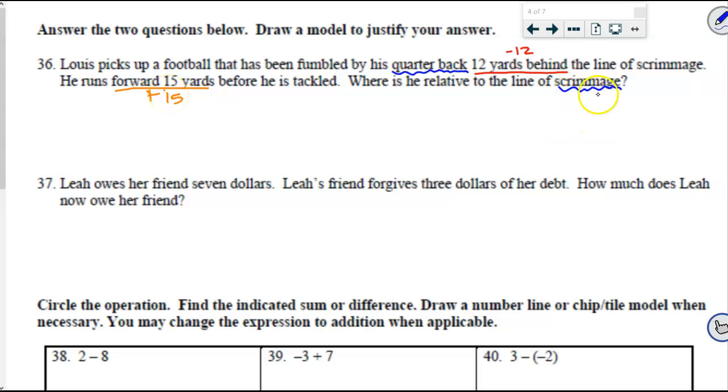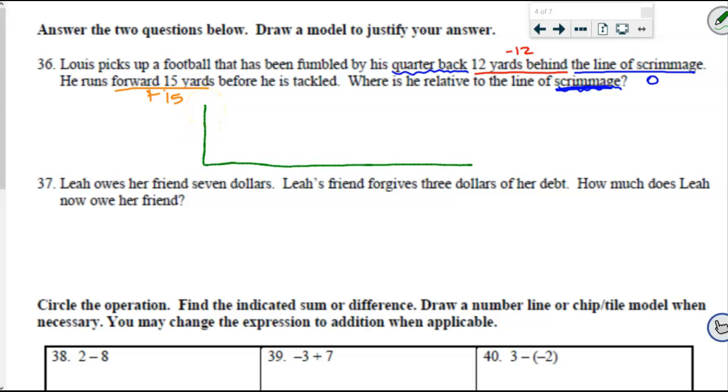Scrimmage. We saw that word before, and since I know nothing about football, maybe I don't know what that means. Let me try it again. Lewis picks up a football that has been fumbled by his quarterback 12 yards behind the line of scrimmage. So we're behind something, and now we're asking where all of this is happening in relation to that. So I can just think of that line of scrimmage as the 0. Since we are modeling to justify our answer, I'm going to draw a number line model that kind of looks like a football field.